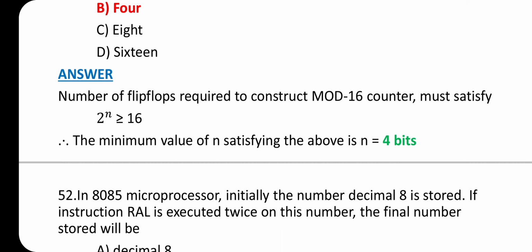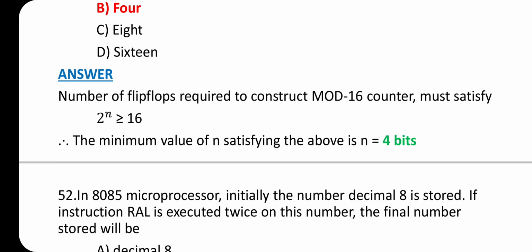For a counter with n flip-flops, the total number of states is 2 raised to n, that is 0 to 2 raised to n minus 1. The largest number that can be stored in the counter is 2 raised to n minus 1. To construct a counter with any mode number, the minimum number of flip-flops required must satisfy modulus less than or equal to 2 raised to n, where n is the number of flip-flops and is the minimum value satisfying the above condition.